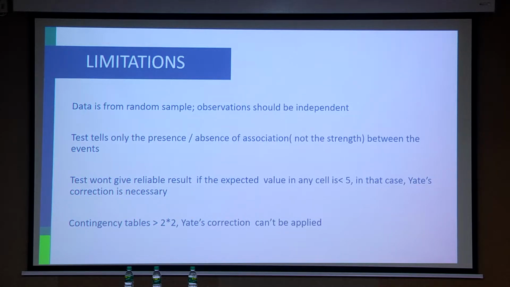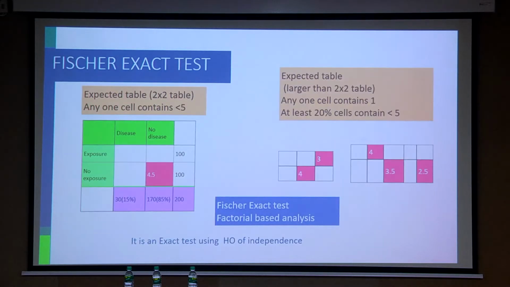I am not going too much into the detail of the Yates correction. If the contingency table is more than 2 by 2, the Yates correction cannot be applied. When the sample size is small, less than 50, and the expected frequency of any cell is less than 5, we have to choose Fisher exact test. It is an exact test using the hypothesis of independence.